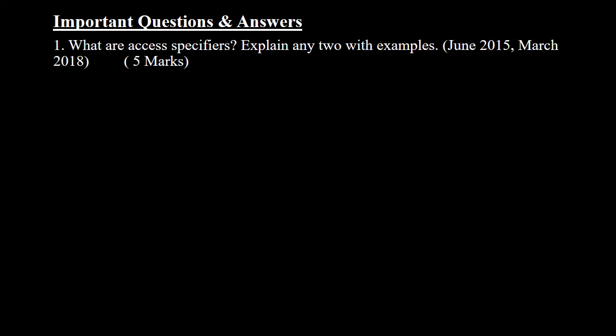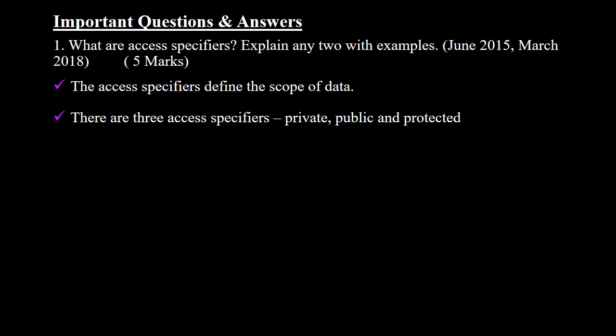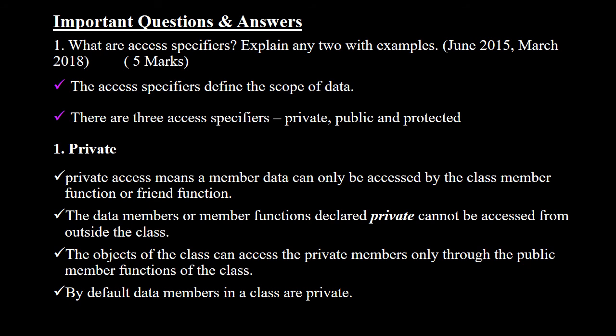Now let's see the important questions and answers from this topic. One question is, what are access specifiers? Explain any two with examples. It was asked in June 2015 and March 2018 for 5 marks. The answer is access specifiers define the scope of data, and there are three types of access specifier: private, public and protected. The first one, private access specifier. You can write all the points what I told for private access specifier.